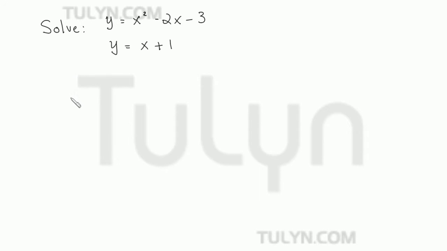So x squared minus 2x minus 3 is equal to y, which is also equal to x plus 1. So if we take the y out, then we have x squared minus 2x minus 3 is equal to x plus 1. So now we can solve this, solve for x in particular.